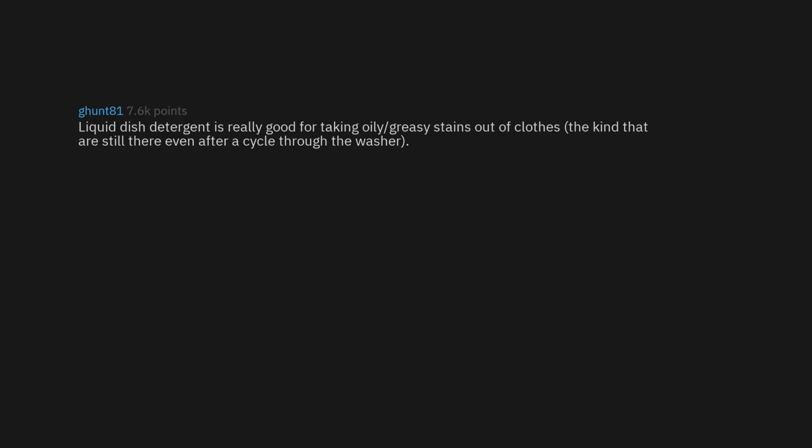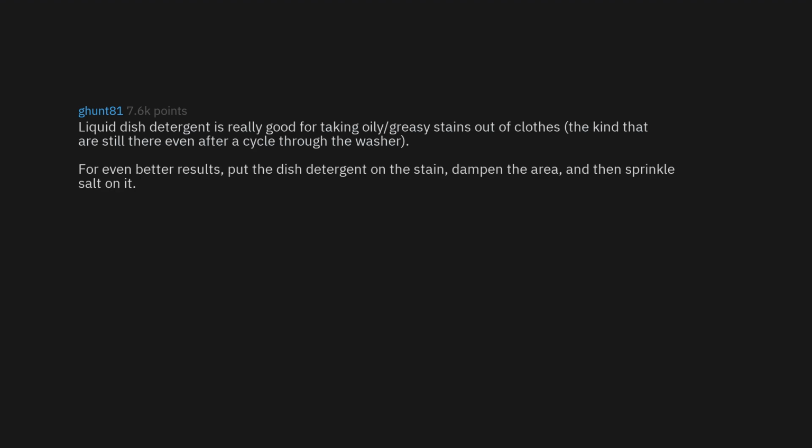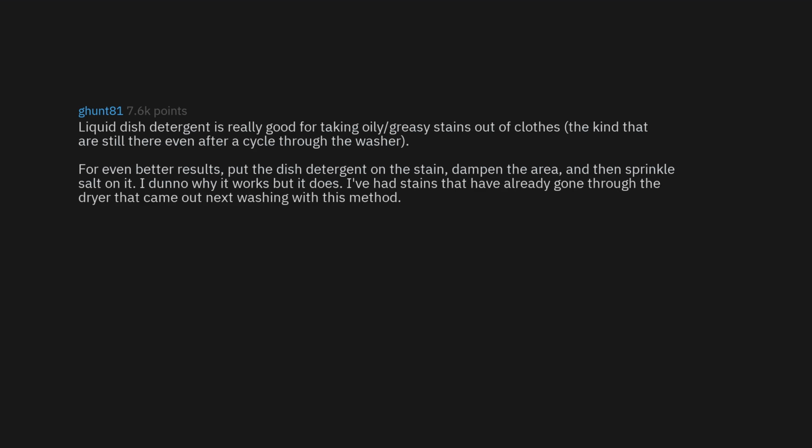Liquid dish detergent is really good for taking oil or greasy stains out of clothes, the kind that are still there even after a cycle through the washer. For even better results, put the dish detergent on the stain, dampen the area, and then sprinkle salt on it. I don't know why it works, but it does. I've had stains that have already gone through the dryer that came out next washing with this method.